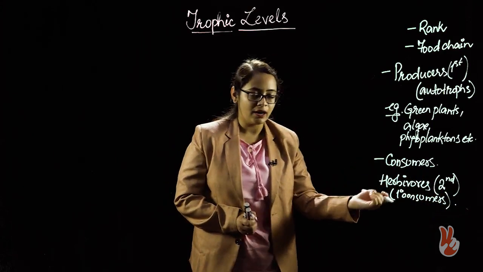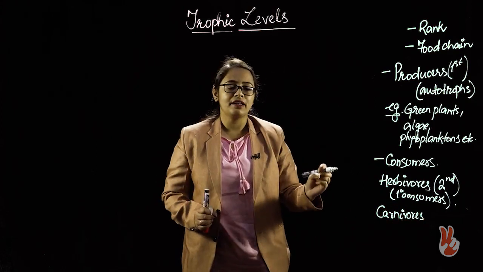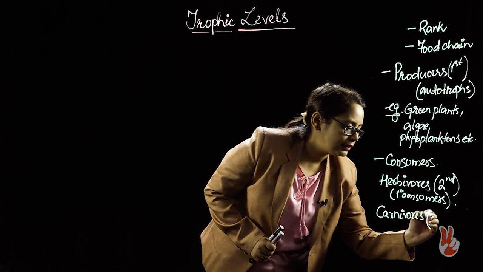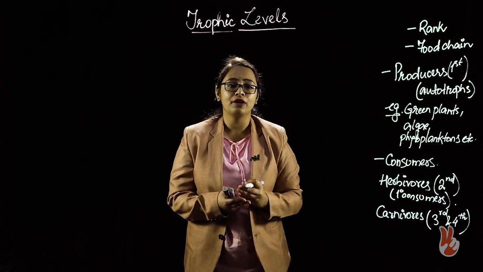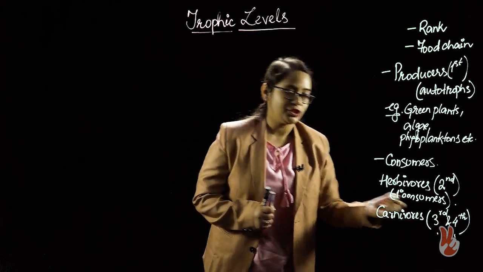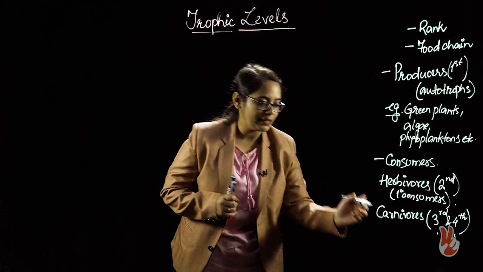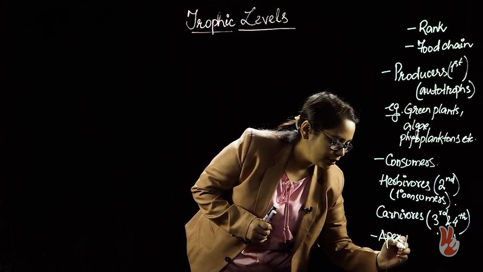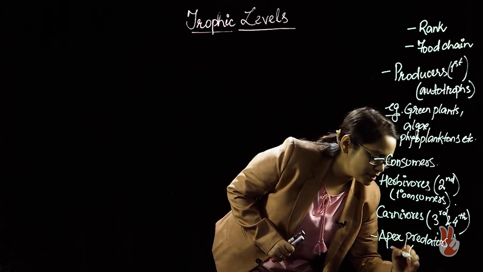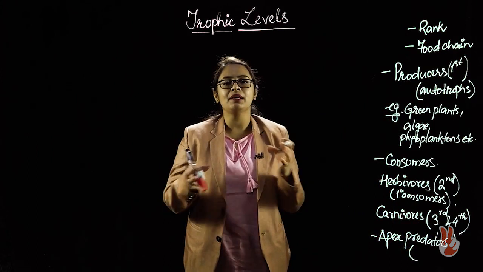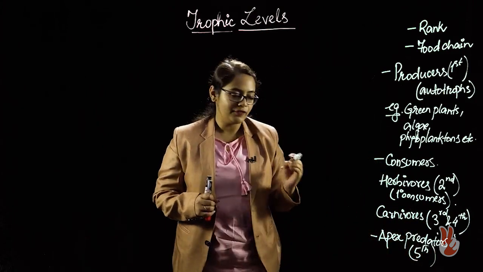Now, after the herbivores, we have the carnivores. These carnivores will then occupy the third and the fourth trophic level, and in turn they are known as the secondary consumers and the tertiary consumers. The final position of a trophic level is generally occupied by the apex predators. The apex predators are the topmost predators which are not eaten naturally by any organism. So, they will hold the fifth position in the trophic level.